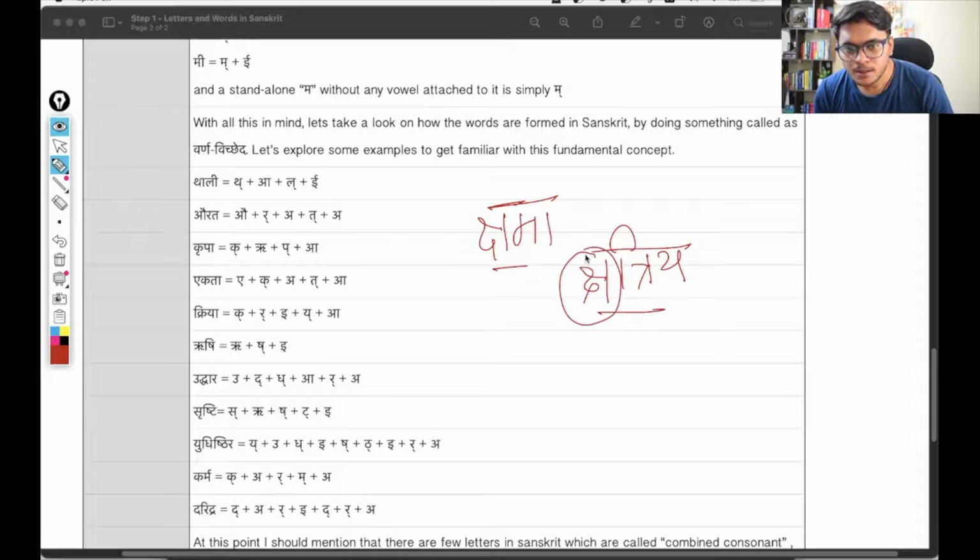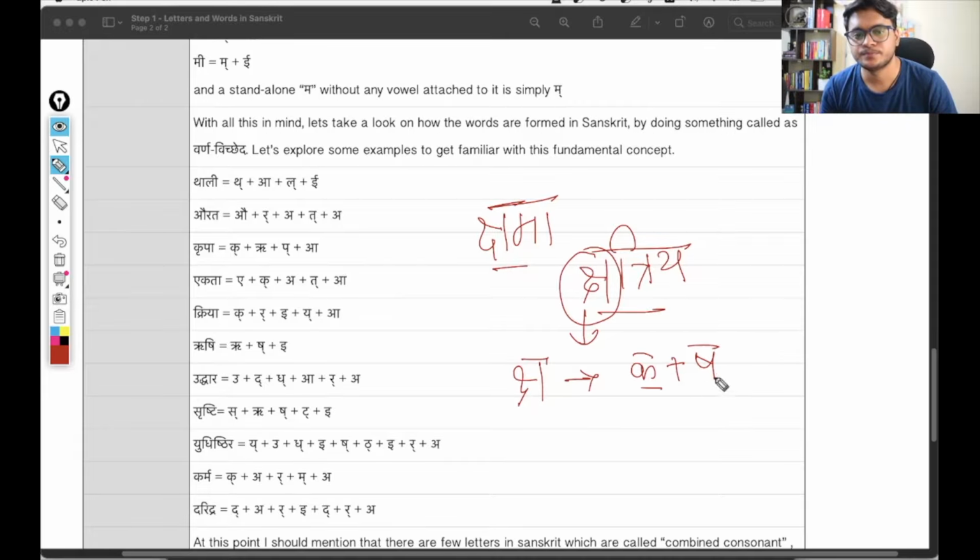This letter is a combination consonant. This letter is also a consonant, but it is made of two consonants. What are those two consonants? Those consonants are ka and sha. It is made of this.